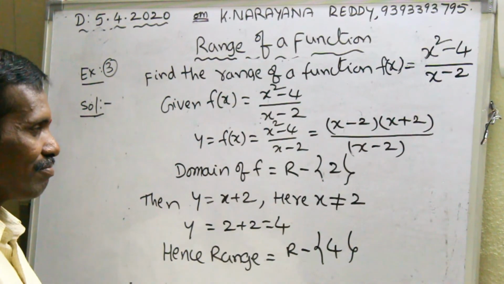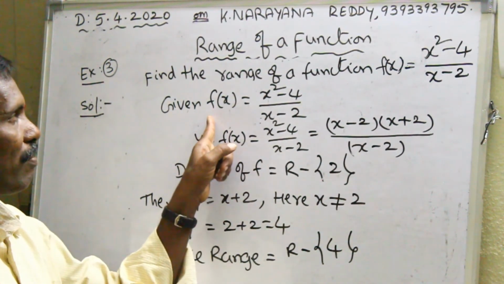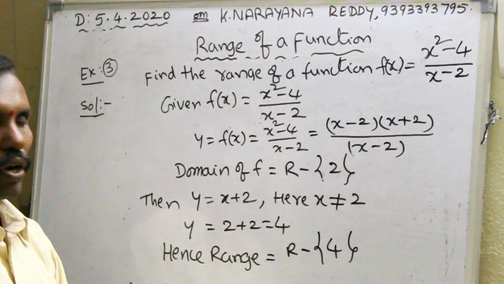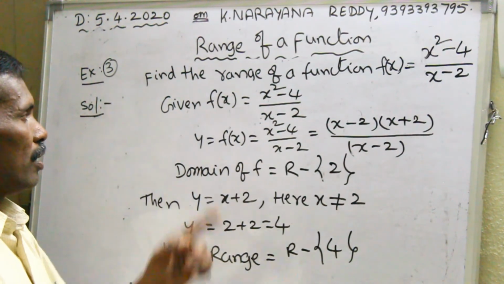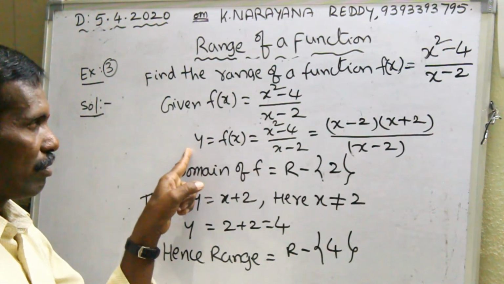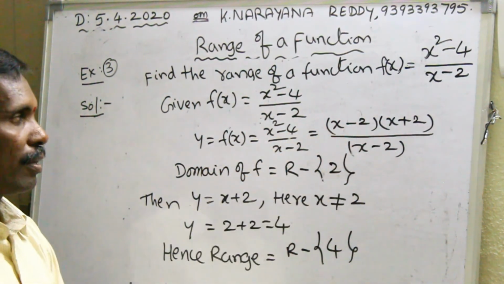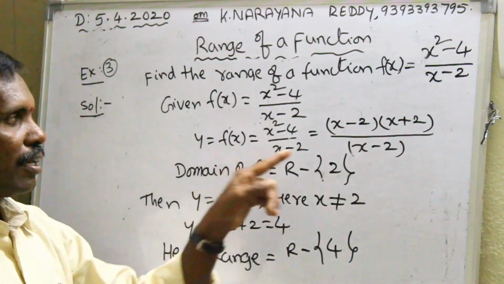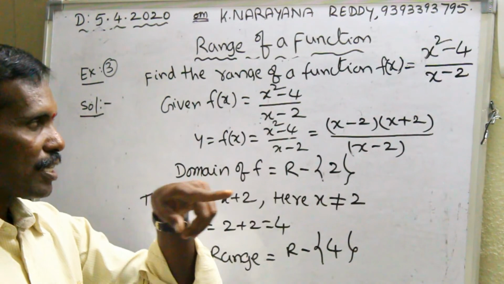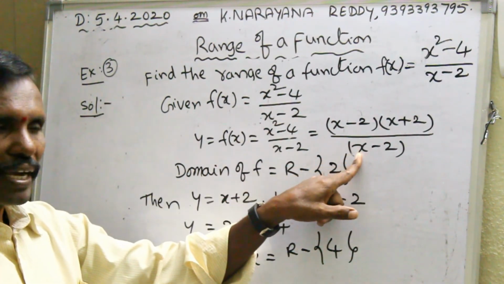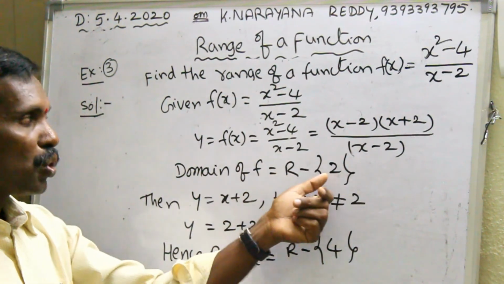The reason is there for some students, but not for all. Please observe carefully. First, the given function f of x equals x square minus 4 by x minus 2. Now we take y equals f of x, using a square minus b square. The domain depends upon the denominator. The denominator cannot be 0, so whenever you substitute 2 in the place of x the denominator becomes 0, so we omit 2 from the real numbers.